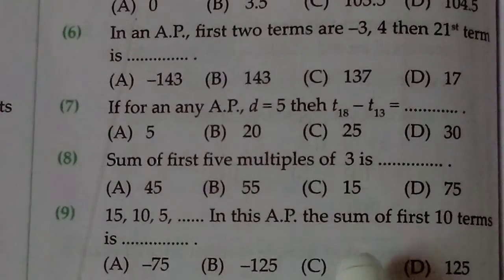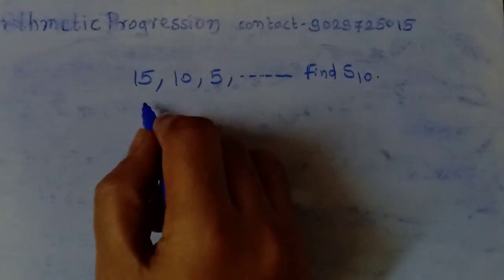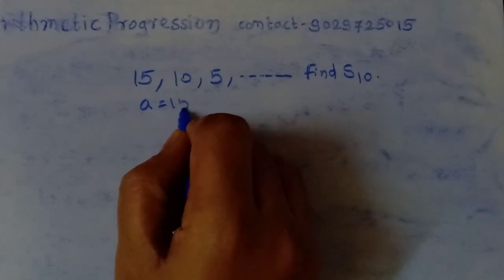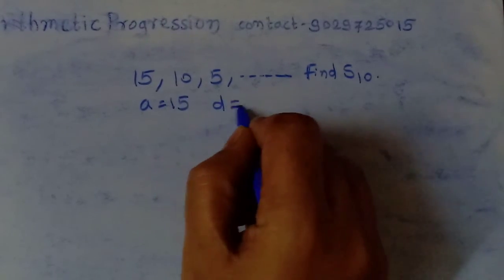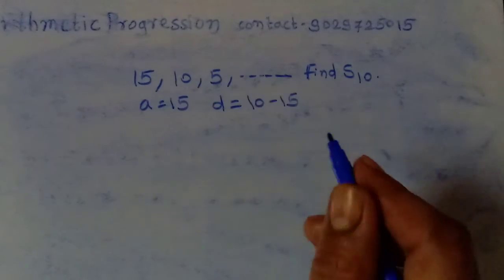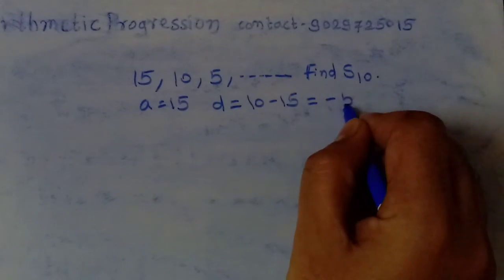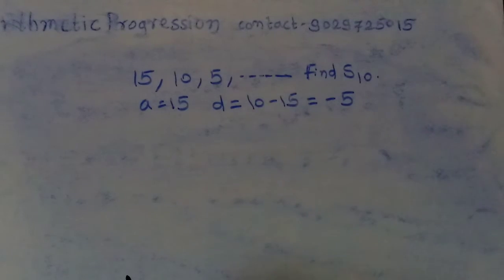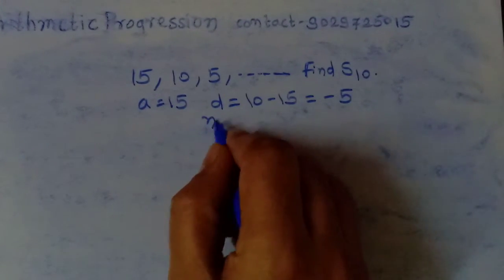In this AP, the sum of the first 10 terms is, sum of the first 10 terms means S10. Okay. See here, A is equal to how much? 15. Okay. D is equal to T2 minus T1, that is 10 minus 15, that is minus 5. Then n is equal to how much?